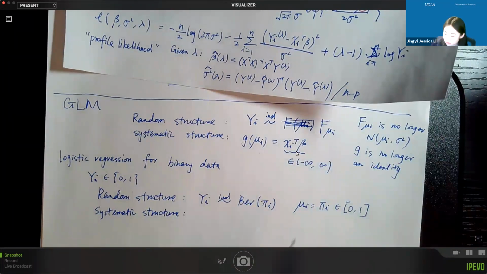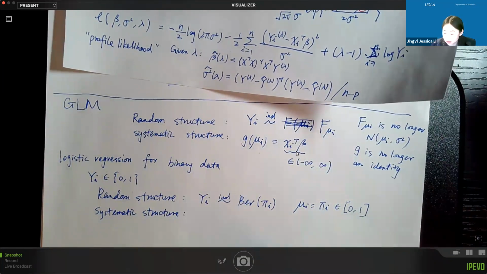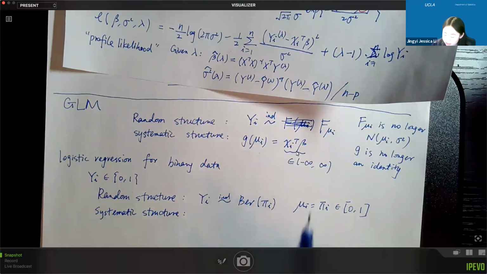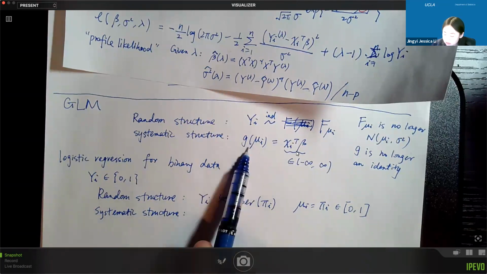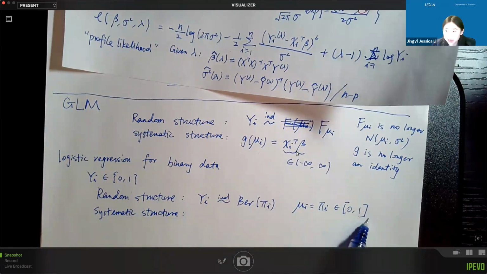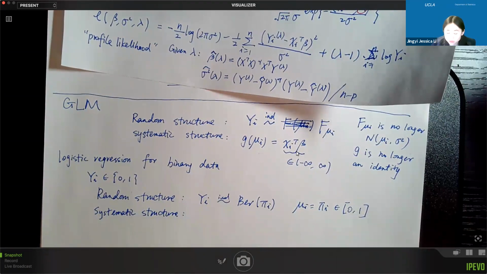And clearly, pi I is constrained to 0 to 1. It's not covering the whole real line. So it's not reasonable to assume pi I equals xi transpose beta. But then how can we match the two? The possibility is that we can consider how to transform pi I using the g function so that g of pi I is in the real line, can take real values, not just 0 to 1 values. That's the key point. And one function we know that works very well is what we call the logistic function.